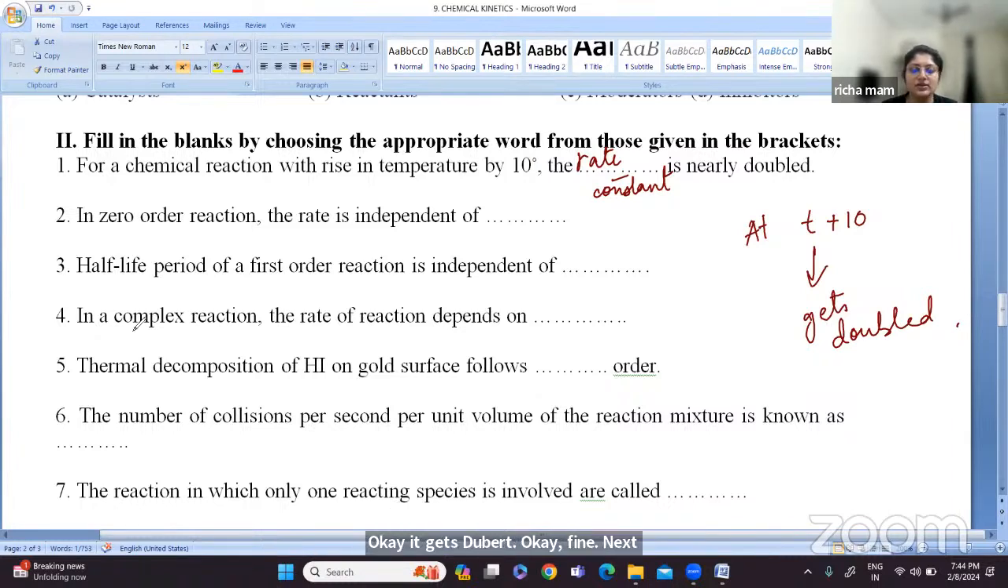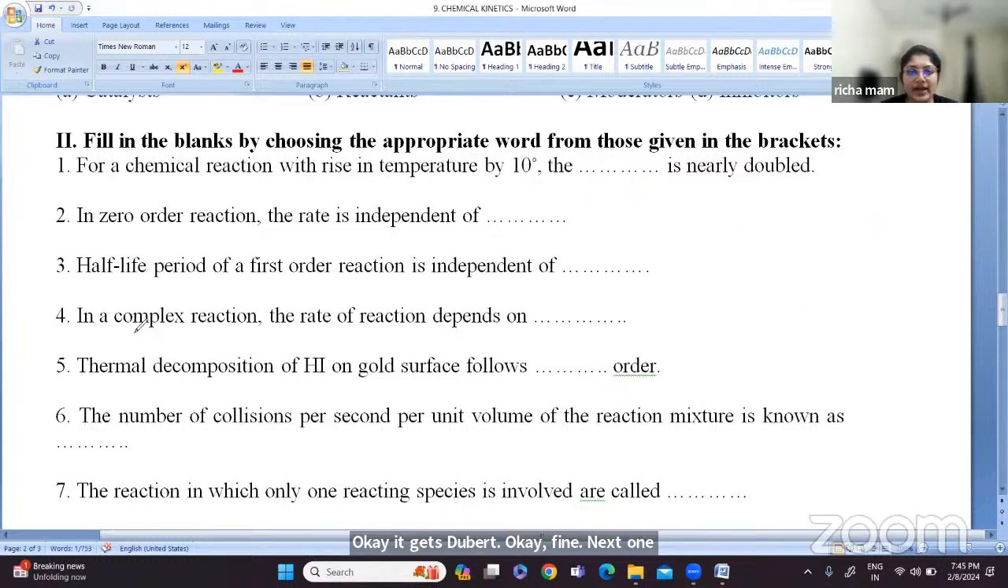Next one. In zero order reaction, the rate is independent of. Yes, it is independent of concentration. In zero order reaction, when you are seeing the rate, yes, correct. Usha has answered it right. So the rate is independent of concentration.